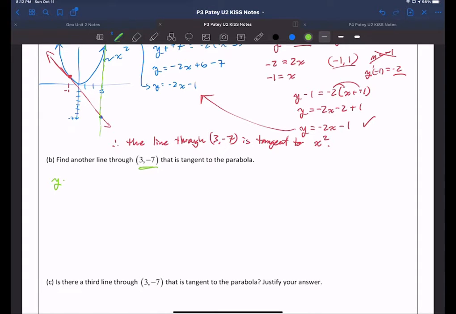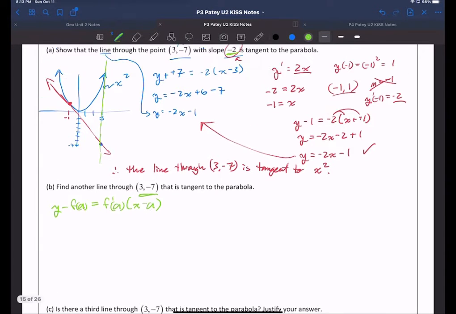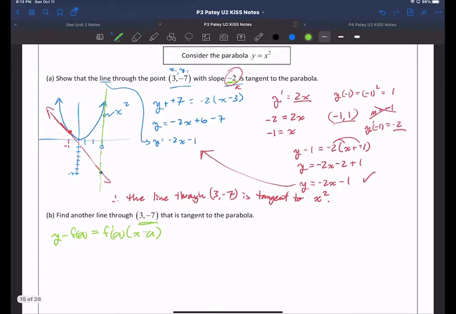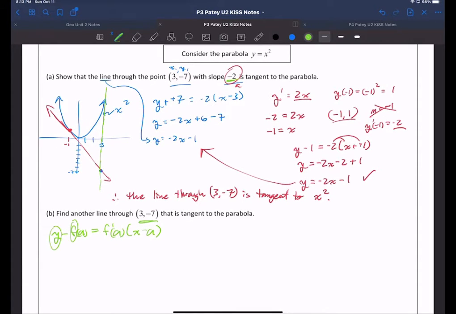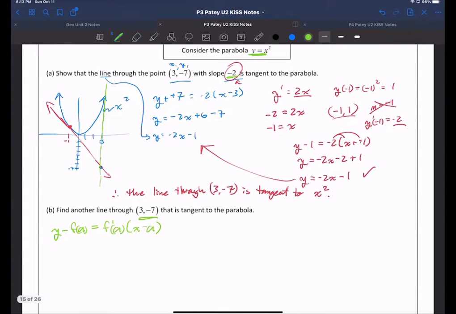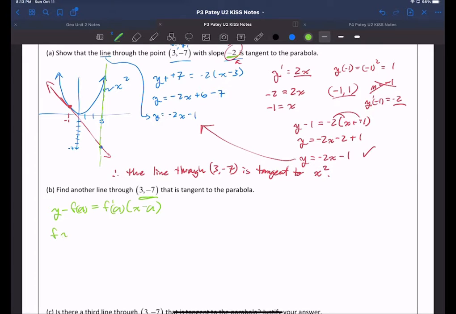Now in calculus, we write the linear equation, the point slope form equation, as y minus f of a equals f prime of a times x minus a. I'm using f just to differentiate between the function name and the y, but this one is defined as y equals x squared. So I'm going to say that f of x equals x squared, just to give it a different name.